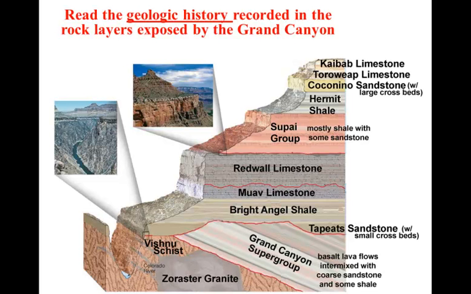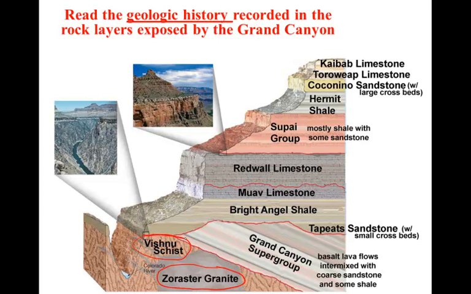Let's read the sequence recorded in the history of these rock layers exposed by the erosion of the Grand Canyon. We start with the Vishnu schist, the oldest rock layer present here, a metamorphic rock formed at a convergent plate boundary, intruded by the somewhat younger but still very old Zoroaster granite, a high silica igneous rock, pointing to the fact that this convergent plate boundary was a subduction zone.